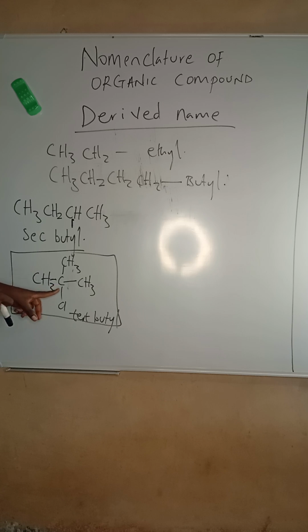So this is a tert-butyl group. This is a sec-butyl. This is a primary butyl, which we just commonly call butyl. So all these are derived names for alkyl groups.